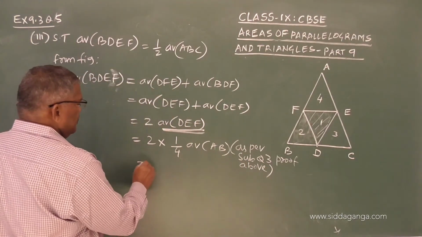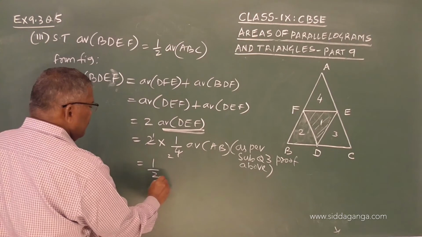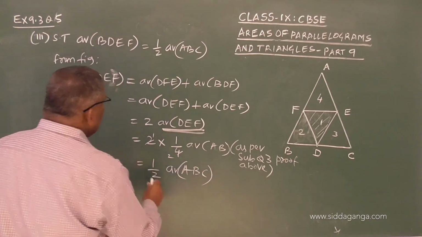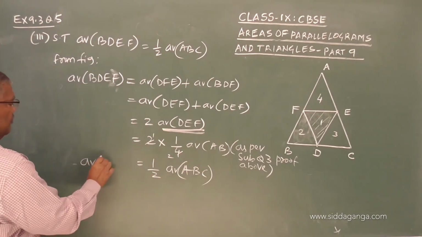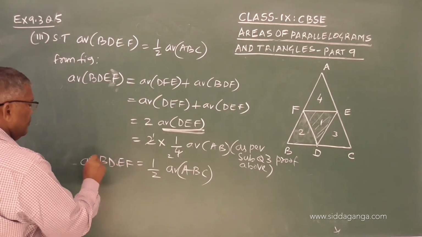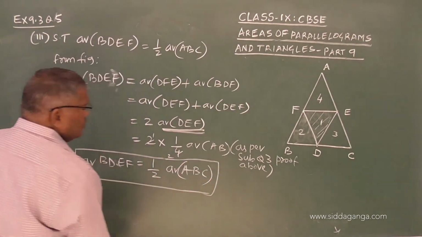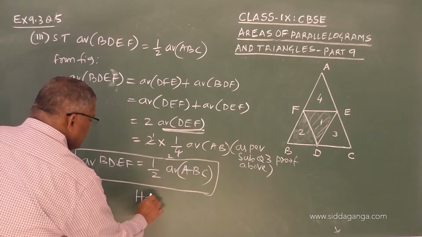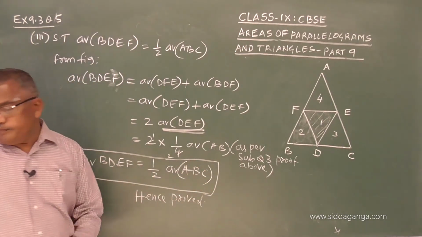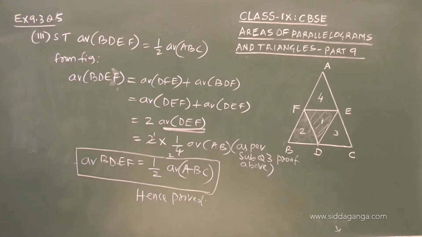So, therefore, 2 times 1/4, you will get half of area ABC. So, therefore, area BDEF is equal to half of area ABC. So, this is complete, hence proved. Note down please.